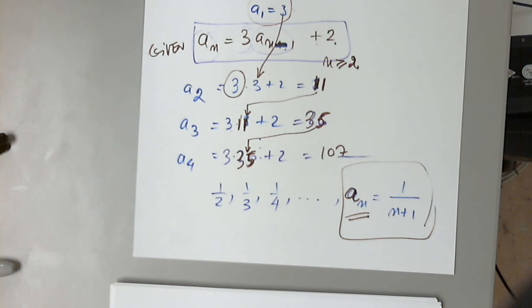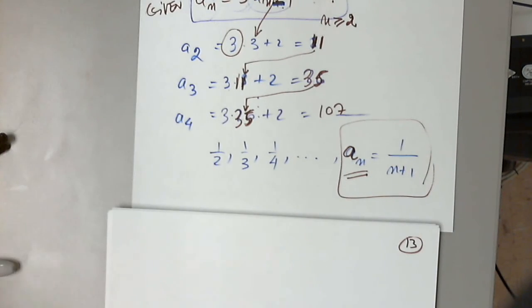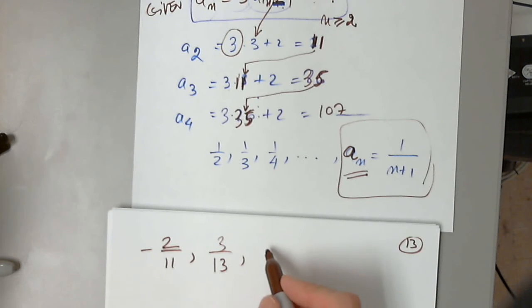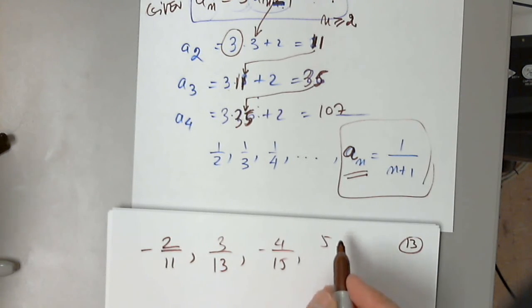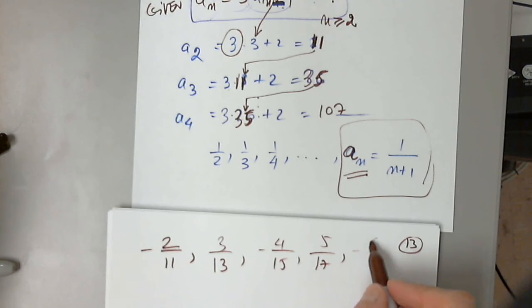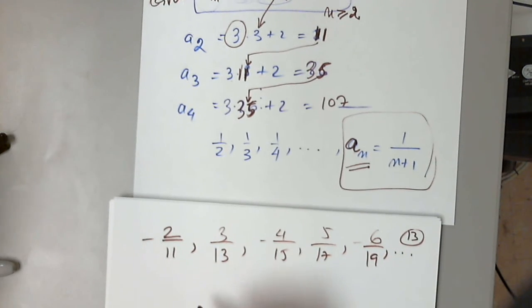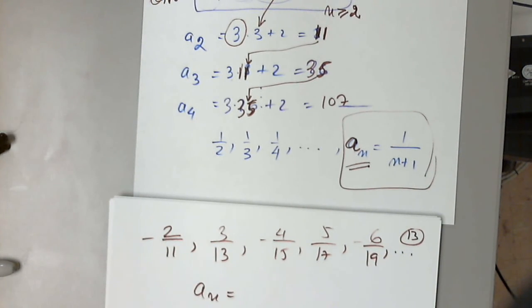So we want to see another example of a sequence. So let's take a look. Good question. If you have one from WebAssign, give it to me, please. Okay, I got it. So let's say negative 2 over 11, 3 over 13, negative 4 over 15, 5 over 17, negative 6 over 19, and so on. And we're asked to find a sub n.